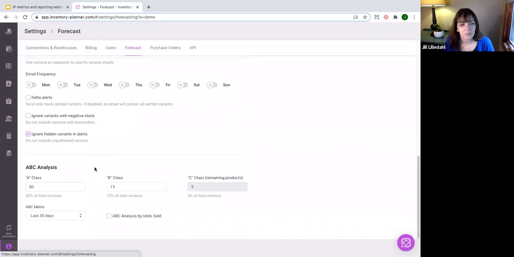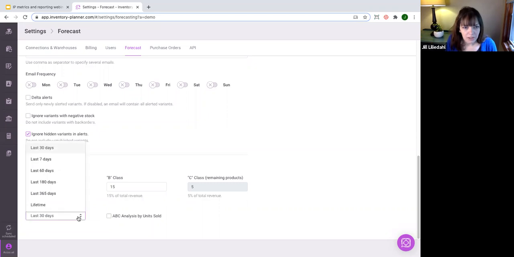So A class means this is our best performers. This is our first 80% of our revenue. So if you think about what's the fewest number of variants that could count towards the first 80% of my revenue, these are all going to be A class items, B class are the next 15%, and C class is the final 5%. As you can see, this is configurable. You're looking at the defaults right now, but you can change this so that your A class could be the top 90%, it could be the top 50%. Just know whatever makes sense for your company, and you can really divide things up that way.